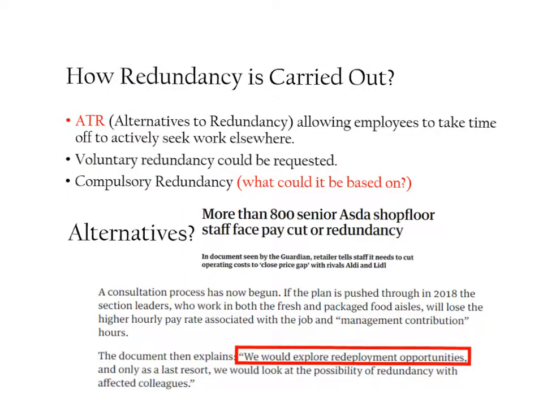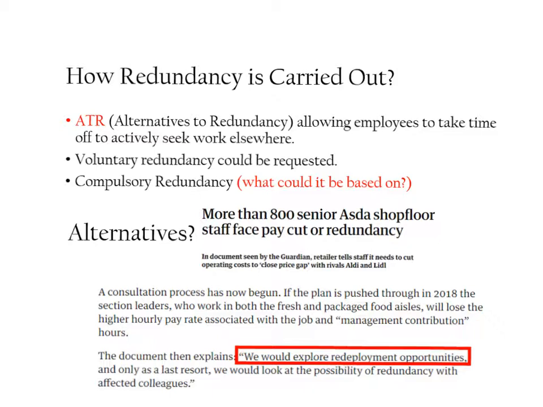So the first step that a company might carry out is ATR, which is Alternatives to Redundancy, and that's allowing employees to take time off to actively seek work elsewhere. The reason why firms might do that, and they might be willing to lose that staff member for a period of time to help accommodate for this, is to avoid the redundancy package costs that might take place. So if an employee is able to find work elsewhere, then that would reduce that.